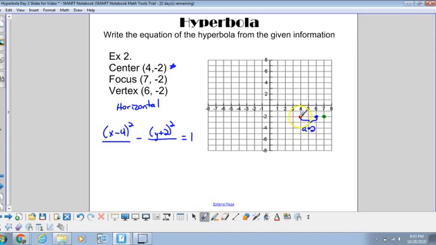And from the center to our focus point, that is our c value, which is 3. So using our relationship, c squared equals a squared plus b squared, we just plug in and solve. C squared is 9, a squared is 4, plus b squared, and that leaves us with b squared equals 5. So we just plug in right here, our a squared is 4, and our b squared here is 5, and that is our equation of our hyperbola.